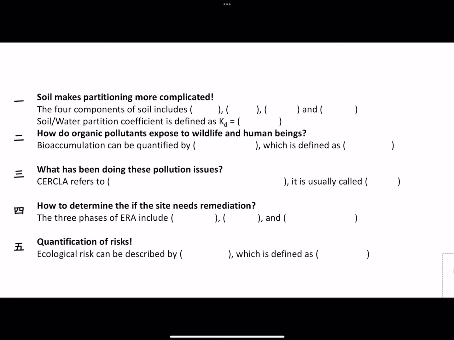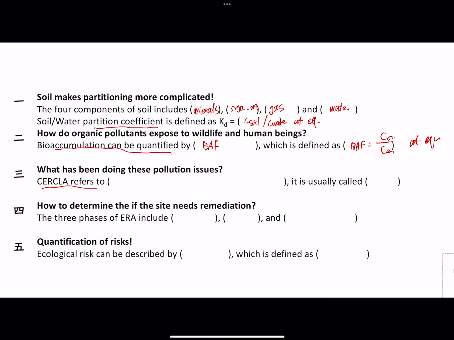The 4 components of soils include which 4? Minerals, organic matter, gas and water. Yeah. And someone may say it also contains organisms. The soil water partitioning coefficient is defined as the concentration in soil over the concentration of water, and we need to remember it is at equilibrium. And bioaccumulation can be quantified by BAF, the bioaccumulation factor, which is defined as the concentration in organisms over the concentration in the environment at equilibrium.